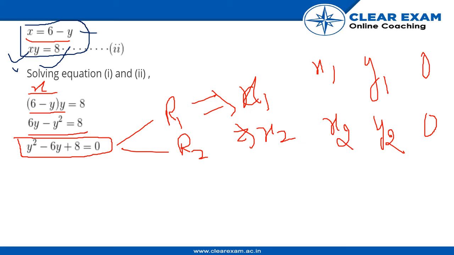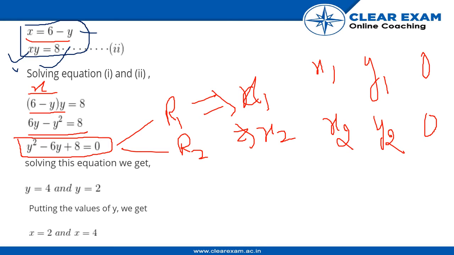So let's see what are the roots of the equation. Upon solving the equation, we get our roots as y is equal to 4 and y is equal to 2. Accordingly, we have x is equal to 6 minus y. So when we put y is equal to 4 in x is equal to 6 minus y, we get our x as 2. When we put y is equal to 2 in x is equal to 6 minus y, we get our x is equal to 4.